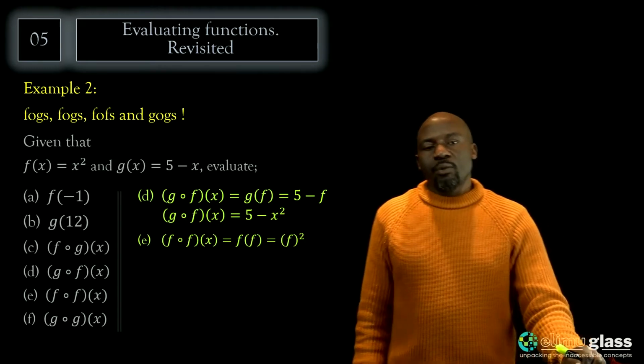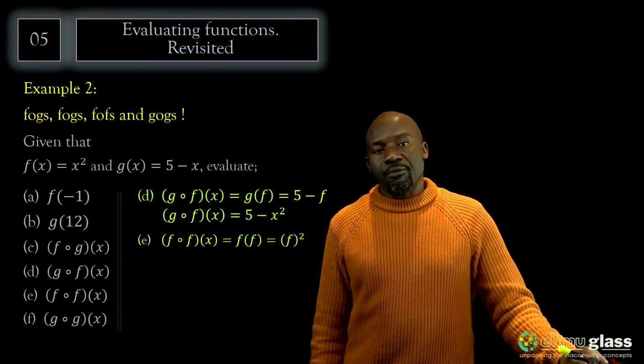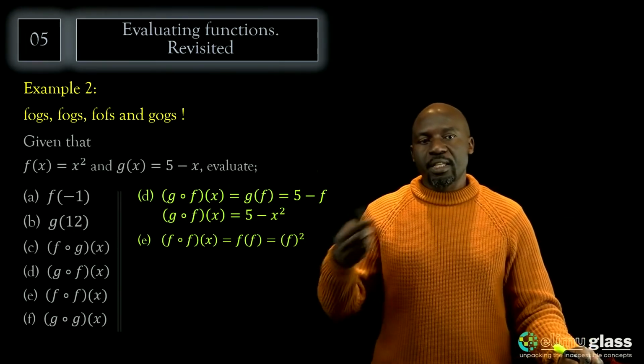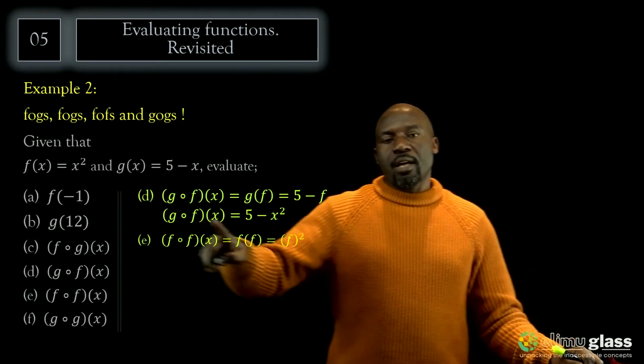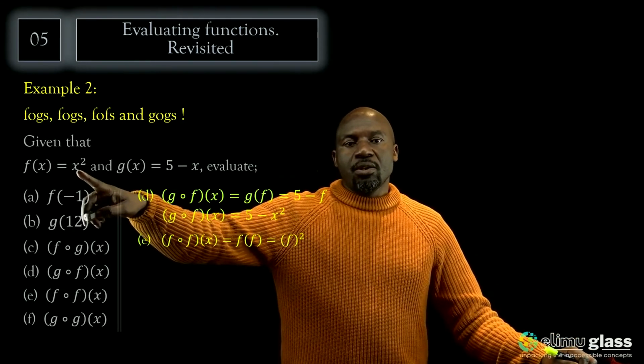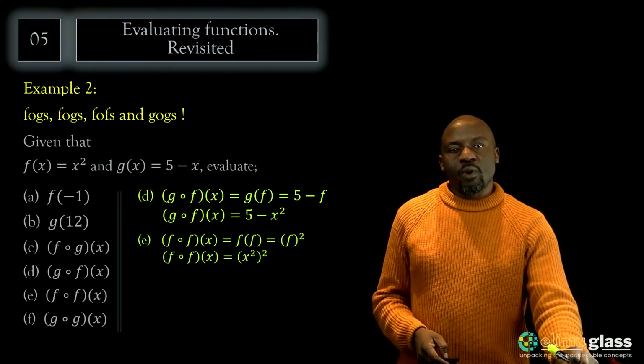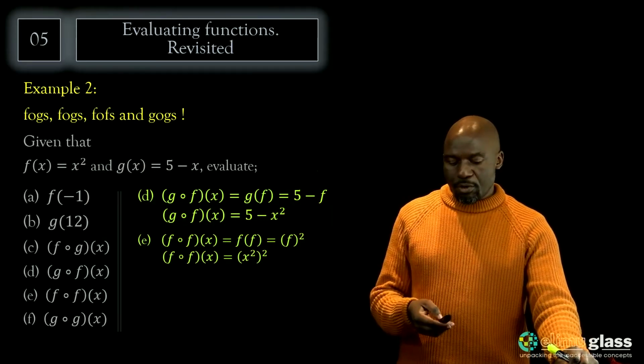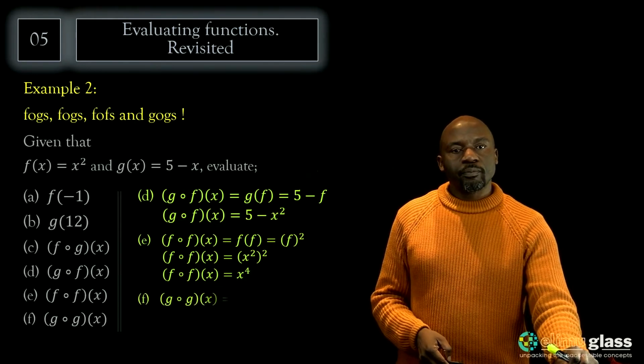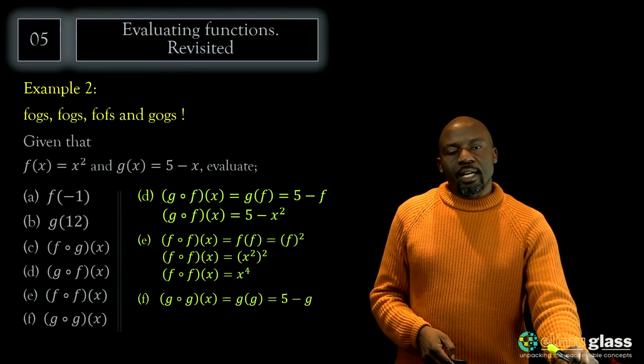The next one, we're looking for f of f. So we take f of x and feed it into itself. So f of x is x squared. So take x squared and put it in there, and we have x squared squared, which is going to be x to the power of 4. Okay. Is that the last one?